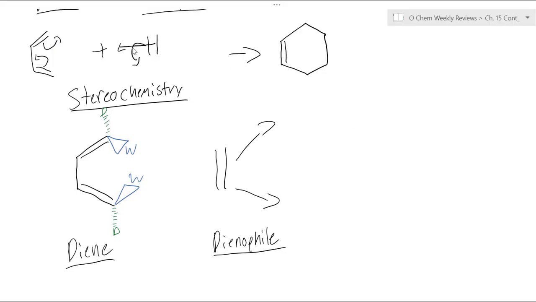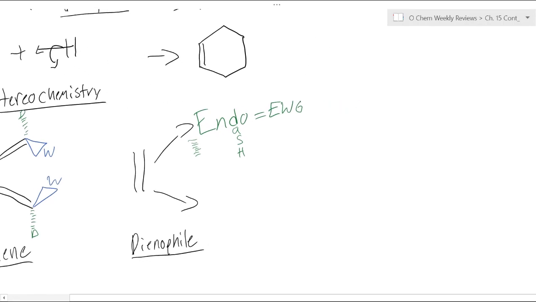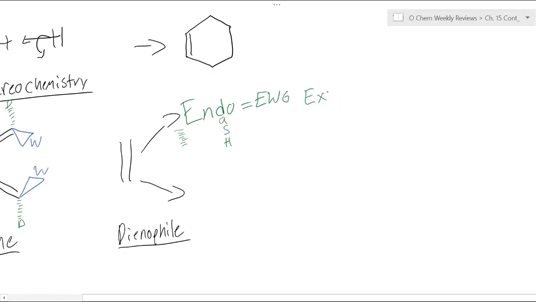Endo equals electron withdrawing group, and electron withdrawing groups are going to be dashes because it has the D in endo. That's a good way for you guys to remember. So it has a dash for stereochemistry, and examples of molecules that fit electron withdrawing groups. Now, this list is something you should also keep in mind when you start to learn about activators and deactivators in chapter 17. So CN, NO2, any of the carbonyls.